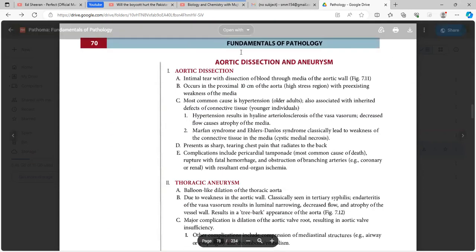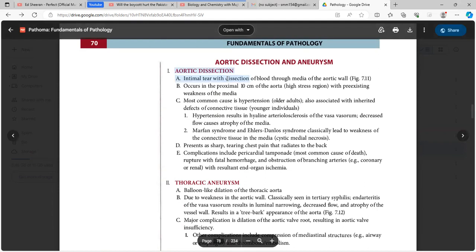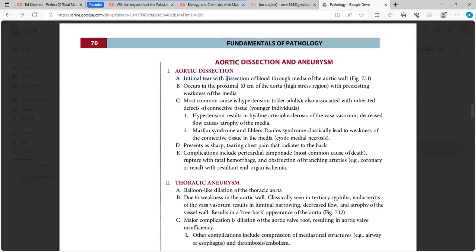Now we come into aortic dissection. What is aortic dissection? Aortic dissection is a tear in the intima through which the blood passes into the media of the aortic wall, in which it is not supposed to be there in the first place. So now the main cause of aortic dissection is hypertension.